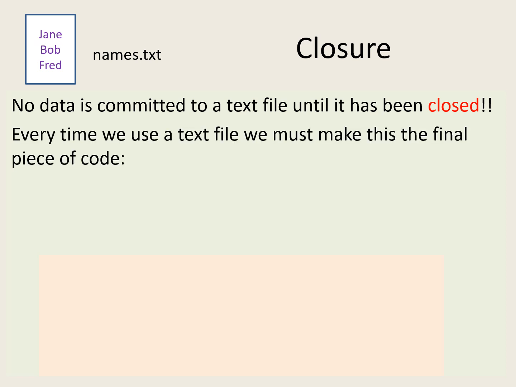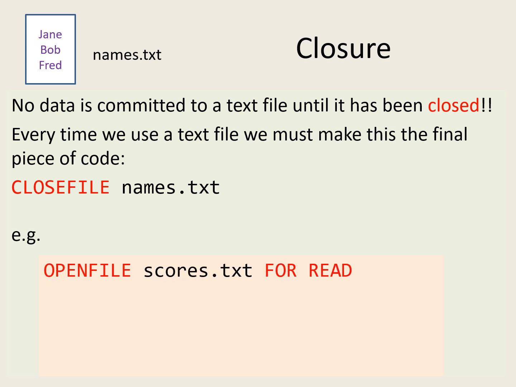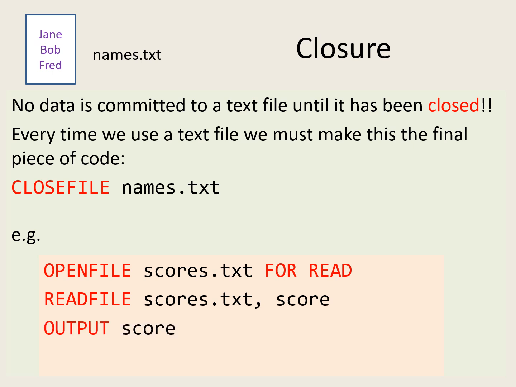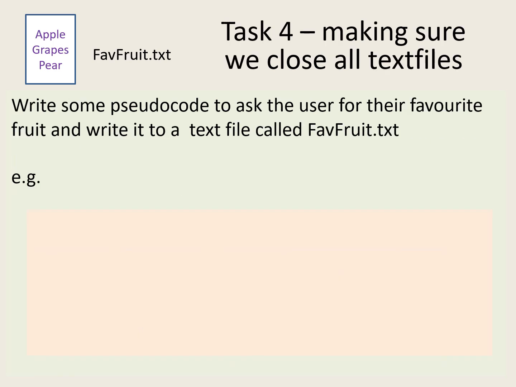It's important that every time you use a text file, that close command will be the final piece of code. So close file, the name of the text file. And the great thing is it's the same whether you're reading or writing. For example, open file scores for read. We can read a piece of information from that file. So the top piece of information will be assigned to the variable score. We can output it, but we're not done until we close the file. So close file scores.txt, and you do that every time you use a text file. That's really important. So let's do some practice of this.